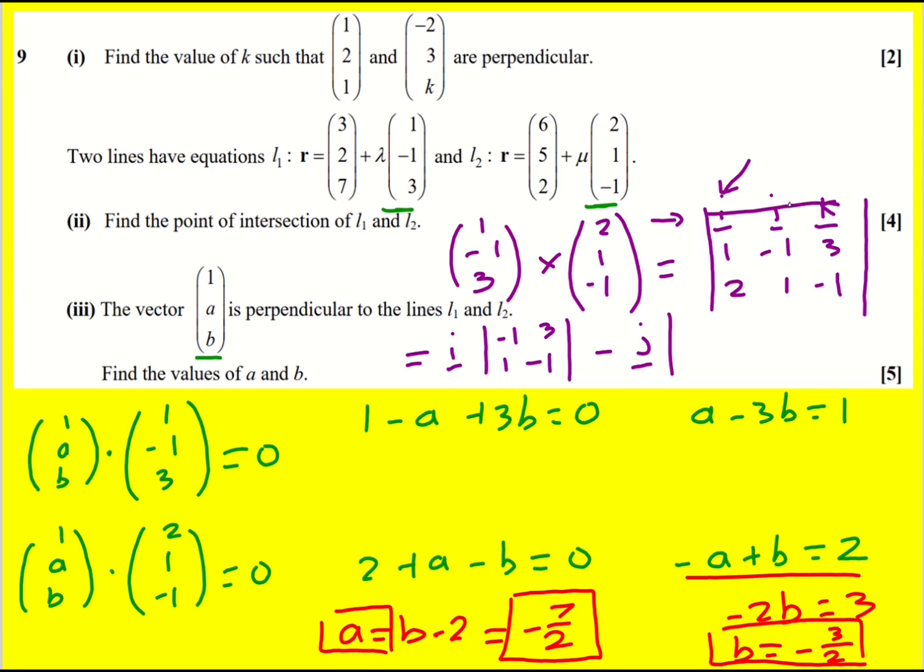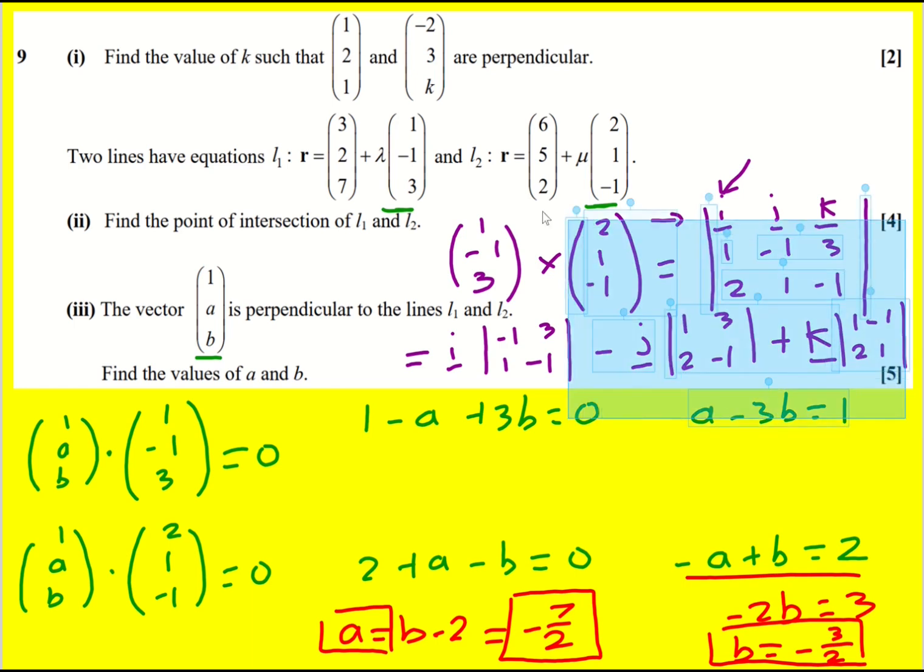And then you just cross these out. That's what I did before, really. So 1, 3, 2, minus 1. And then back to plus k, because it's minus 1 to the power of 1 plus 3. Then cross out this, and we get 1, minus 1, 2, 1. I've not left enough room, so I'm just going to bring it down to the bottom.